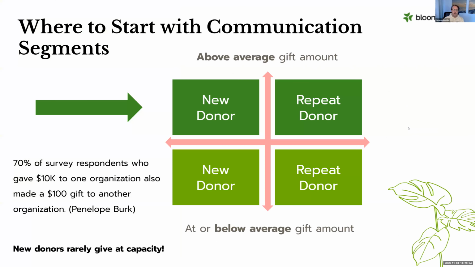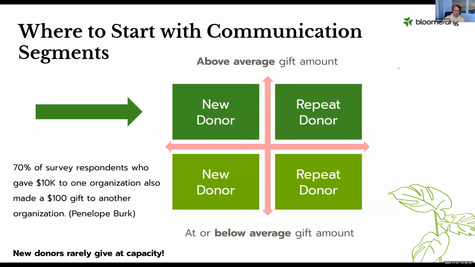So we've got a couple of different suggestions here for where to start with your segmentation. This is one of my favorites here. If you're able to run these reports in your database, take a look at gifts above the average donation amount and any gifts below your average donation amount. So figure out what your average donation amount is, and then look at who's been giving to you above and below that. That's going to tell you a whole lot.